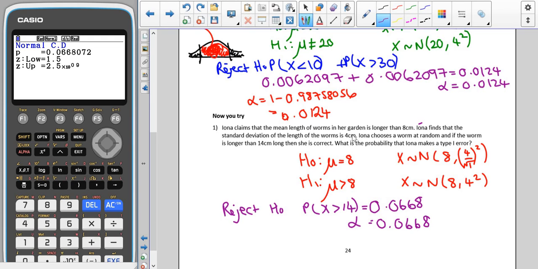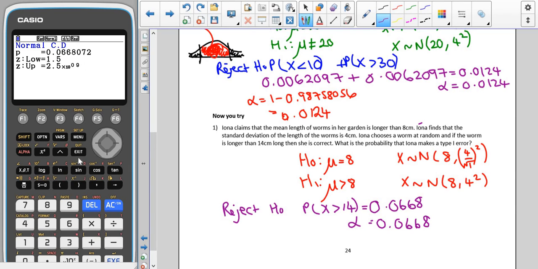So that tells us that this first Now You Try question is a normal one. Iona chooses a worm at random. Again, this is an awful hypothesis test because she's only testing one worm. And if the worm is longer than 14 centimetres, then she is correct. So again, because she's saying it's longer than 8 centimetres, this is a one-tailed test. We're told that she's going to be rejecting her H0 if X is more than 14.